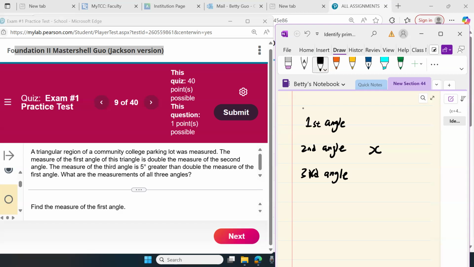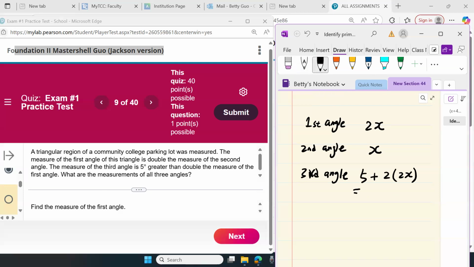And the problem says the first angle is double the measure of the second angle. If the second angle is x, then the first angle is 2x, double. The third angle is 5 degrees greater than double the first. The first angle is 2x. Double the first angle, and then add a 5. You can add a 5 after or before. It really doesn't matter. Same thing, okay?